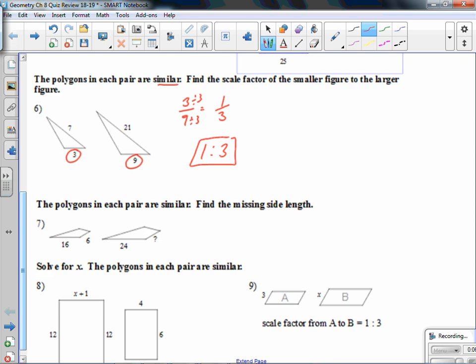Right, polygons in each pair are similar. Find the missing side length. Right, so for number 7, create a proportion with our corresponding sides. So 16 and 24 are going to go together, make one fraction or one ratio. That's going to equal the 6 over the missing item. We're going to call that x. So we can cross multiply. It's going to give us 16x. It's going to equal 24 times 6, which is 144. Divide both sides by 16. And we're going to get x equals 9.